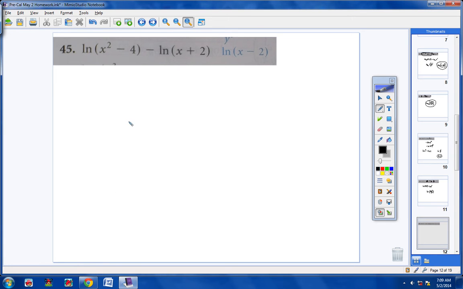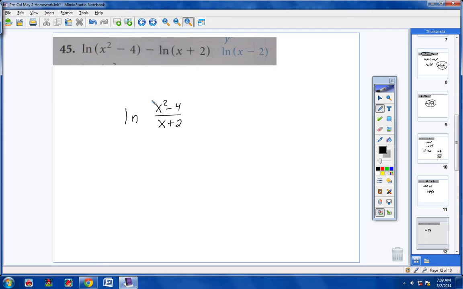Okay, this problem here looks a little difficult, but it's really not that bad. Notice I have nothing to the left here, and I have nothing to the left here. They're both natural logs, so I'm going to write my natural log once. Notice the two logarithms are being subtracted, so I'm going to put up top x squared minus 4 over x plus 2.